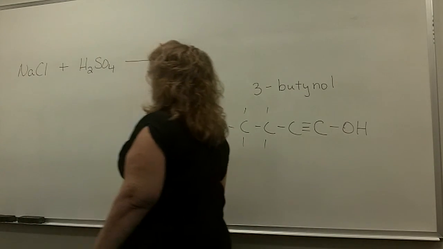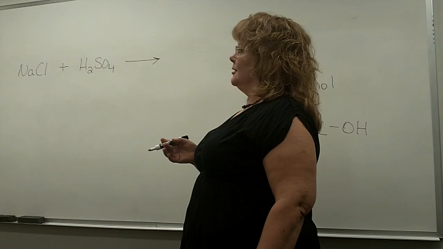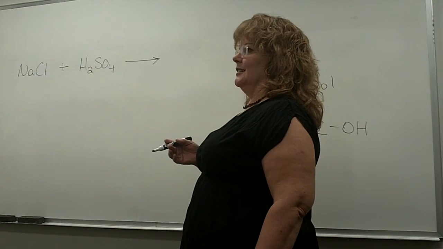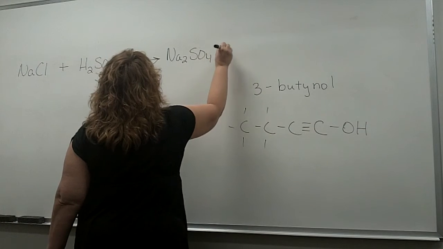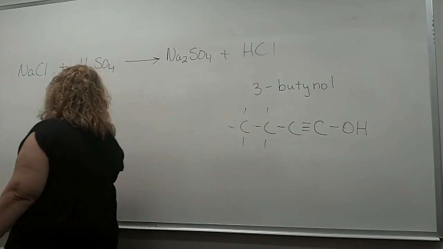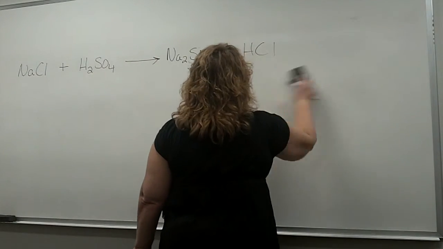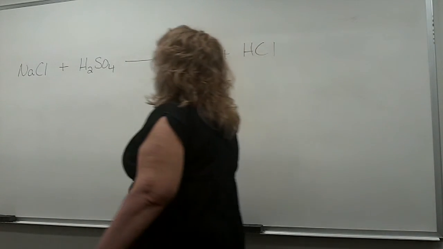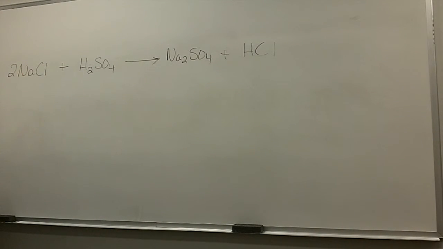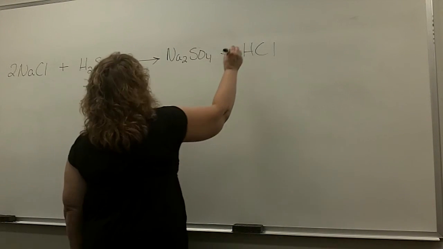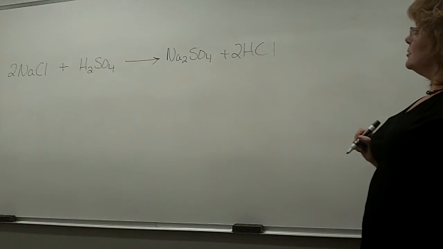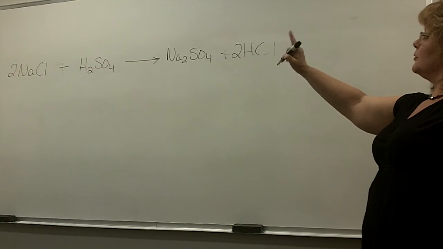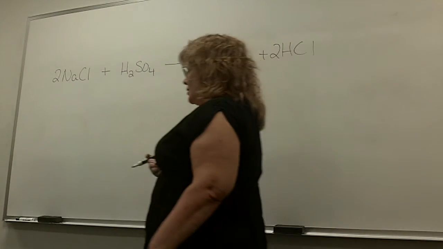Okay, so what's that gonna make first? Sodium sulfate. Hydrogen. Okay. So then we've got to balance that equation. So we're gonna have 2 over here and 2 there. 2 sodium, 2 sodium, 2 chlorine, 2 chlorine, 2 hydrogen, 2 hydrogen, 1 sulfur, 1 sulfur, 4 oxygen, 4 oxygen. Okay, so we're balanced.